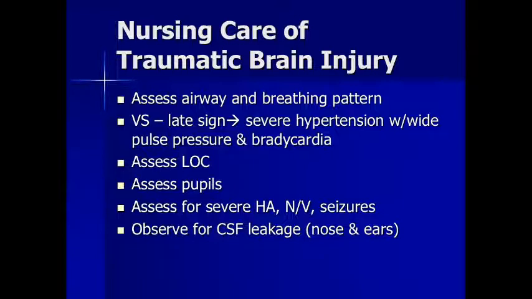Vital signs are usually a late sign of problems going on or of increased intracranial pressure. So severe hypertension with increasing systolic blood pressure and a widening pulse pressure, as well as bradycardia, 50 or less, and the irregular respiratory pattern are our Cushing's triad. And remember, these are late signs.